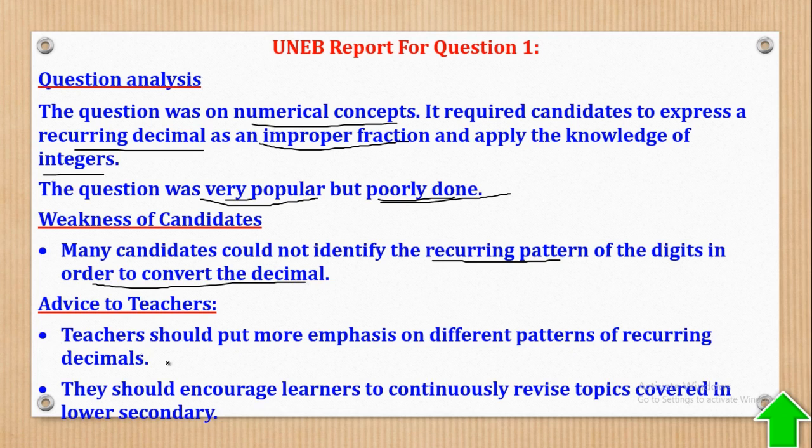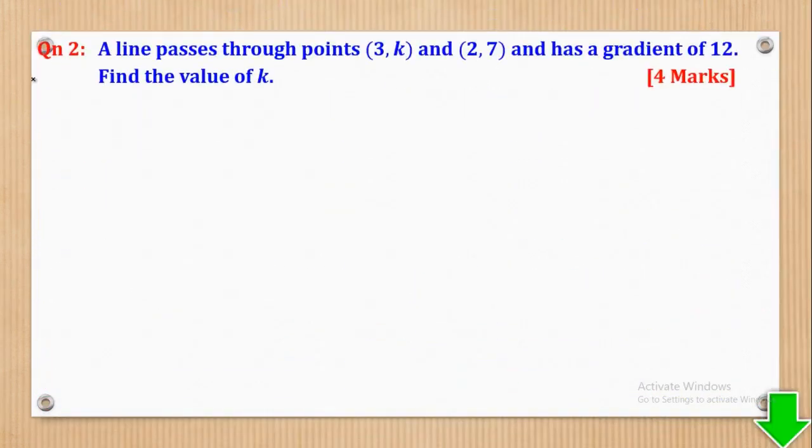So the idea is that teachers should put more emphasis on different patterns of recurring decimals. Sometimes there are 2 digits which are recurring, or 1 digit which is recurring, or 3. So teachers should also encourage learners to continuously revise topics covered in lower second. So as you prepare for your UNEB, you should make sure that you don't ignore what you covered in lower second. Lower second remains senior 1 and senior 2 work. Okay, so that was question 1.